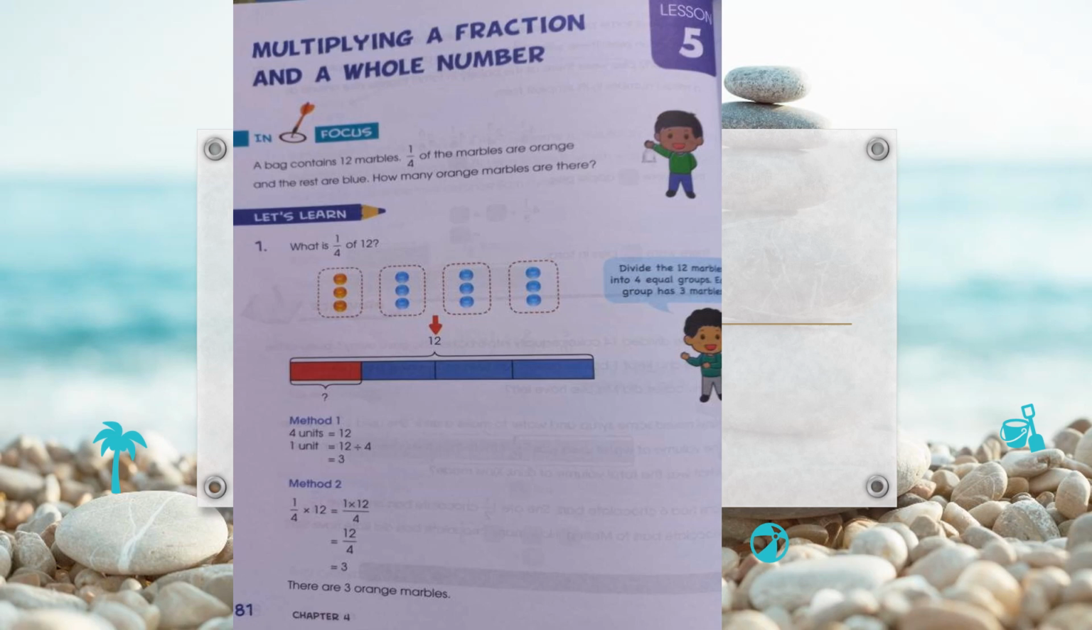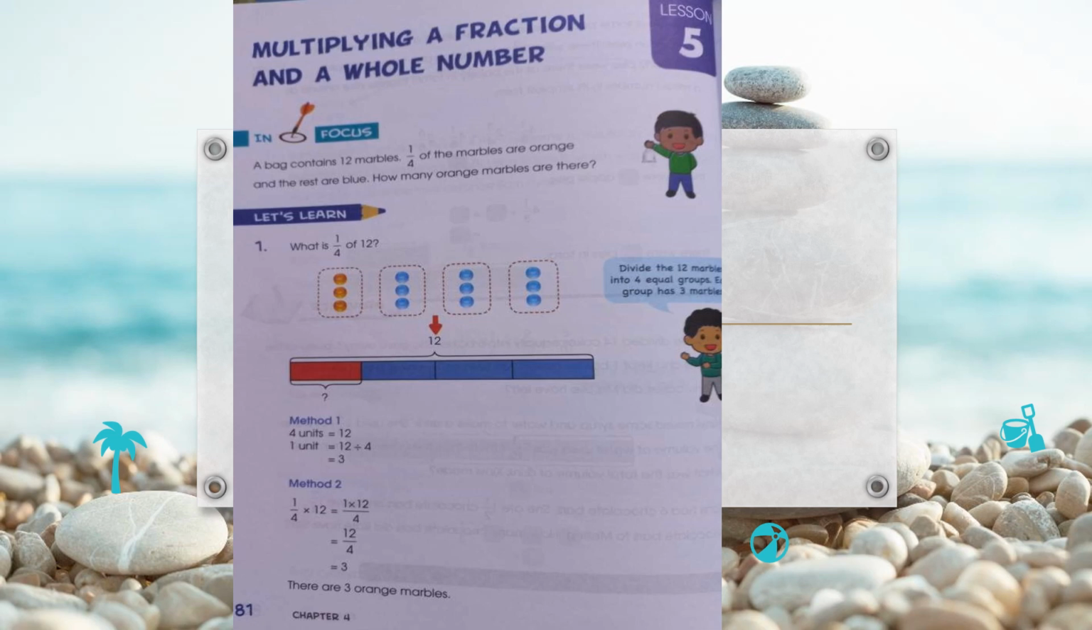So if 4 units are equal to 12, then 1 unit is equivalent to 12 divided by 4. So if we divide 12 by 4, we have 3 as an answer, which is correct. So 1/4 of 12 is 3 marbles. In method 2, we have solved the problem in a different way, but the answer is still the same.